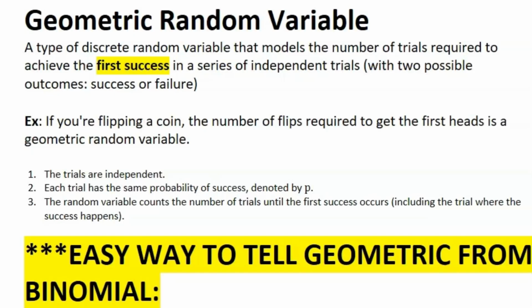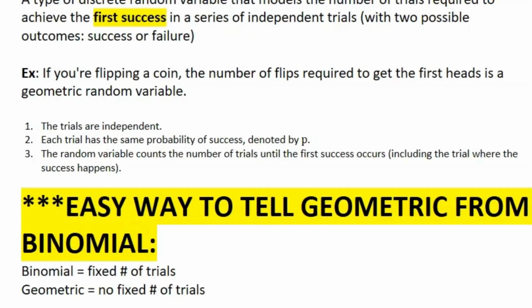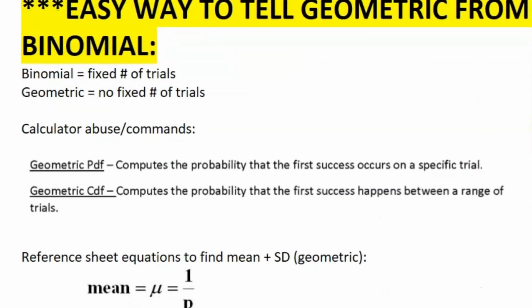Here are a couple of criteria. The trials have to be independent. Each trial has to have the same probability of success denoted by p, and the random variable counts the number of trials until the first success occurs, like we talked about before in the definition. Now, an easy way to tell geometric random variables from binomial random variables is the following. Binomial random variables have a fixed number of trials. Geometrics do not have a fixed number of trials, so look out for the keyword until.